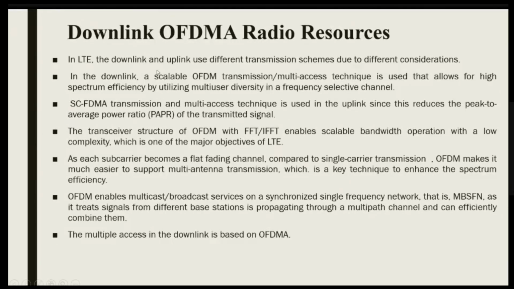In LTE, the downlink and uplink use different transmission schemes due to different considerations. In the downlink, a scalable OFDM transmission or multi-access technique is used that allows high spectrum efficiency transmission by utilizing multi-user diversity in frequency selective channels. SC-FDMA transmission and multi-access techniques are used in the uplink since it reduces the PAPR, that is, the peak to average power ratio of the transmitted signal.